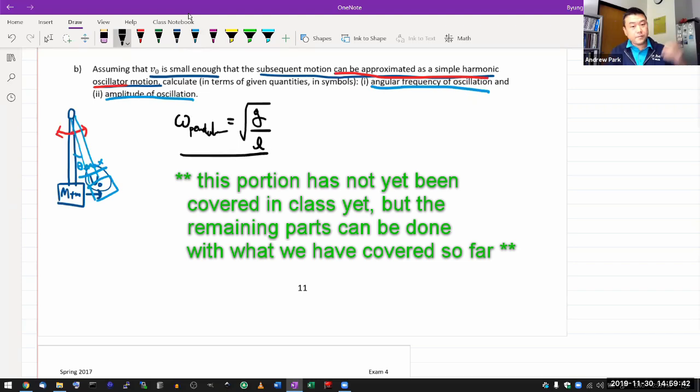So that's it. You remember the formula or have the formula written down in your formula card, and write it down. That's kind of all that you need. You do need to calculate the amplitude of oscillation, and for that, the thing to do would be to use conservation of energy.